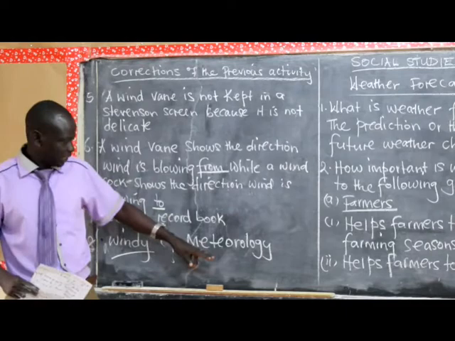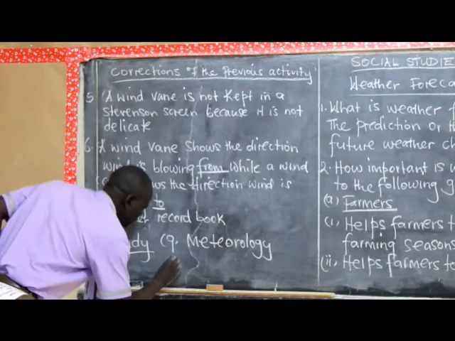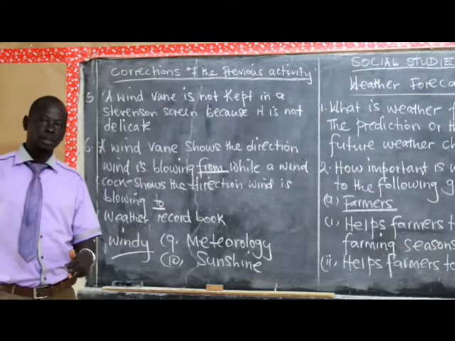Then number 10, they are asking which weather element is measured in hours. In hours, that is sunshine, because they are asking weather element. Sunshine. So how many have got 10 out of 10? Mark yourself.